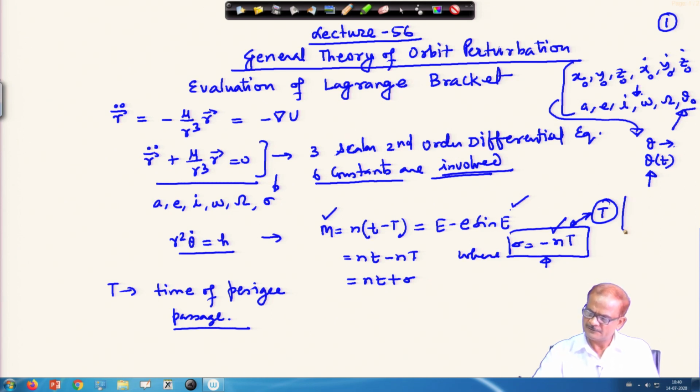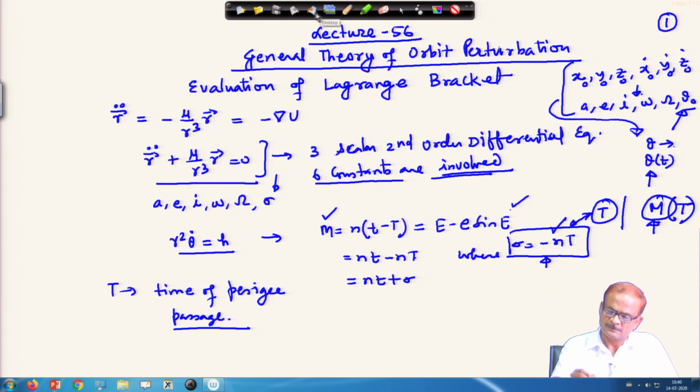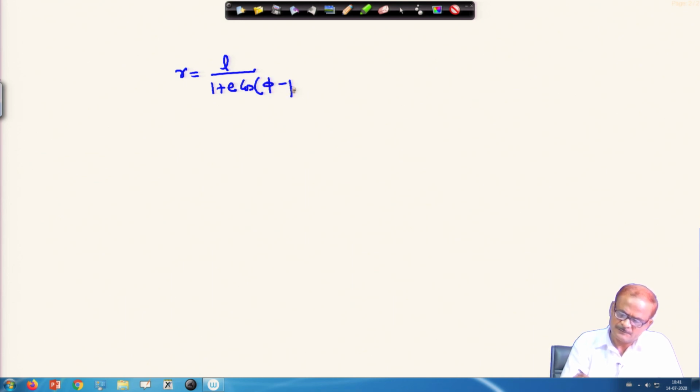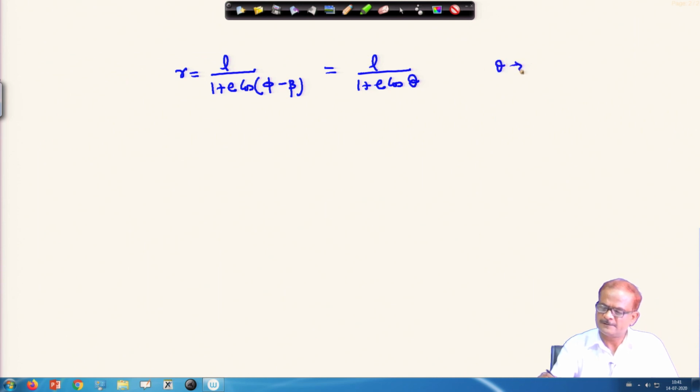Sometimes, instead of t or minus n t, it is also usual to use M at a particular instant of time, which is the mean anomaly at that instant. Now if we look back at the equation we derived for the conic section, it was something like phi minus beta, which we wrote as L upon 1 plus e cos theta, where theta is the true anomaly.